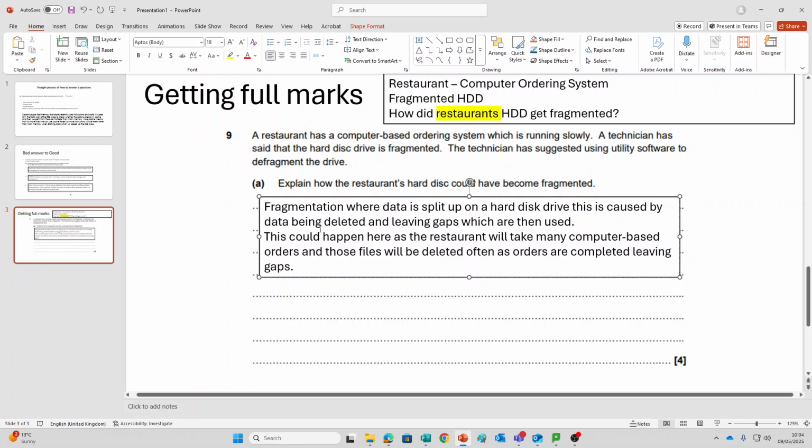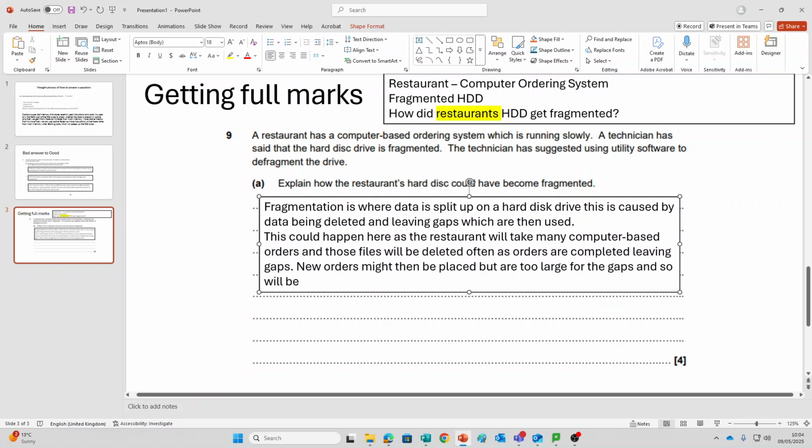Fragmentation is where data is split up on a hard disk drive. This is caused by data being deleted, leaving gaps which are then used. This can happen here as a restaurant will take many computer-based orders, and those files will be deleted often as those orders are completed, leaving gaps. Okay? New orders might then be placed, but are too large for the gaps, and so will be split up amongst other parts of the drive, slowing it down. Something like that will be the answer.